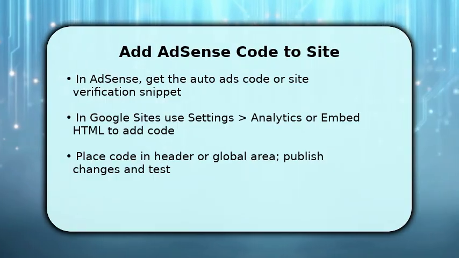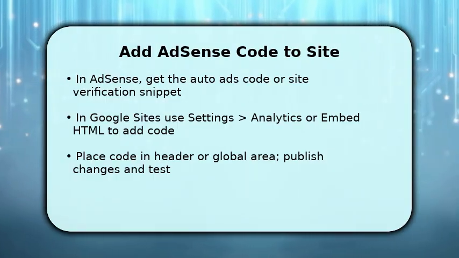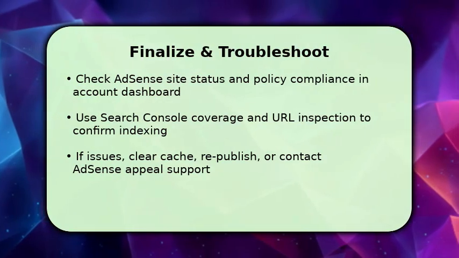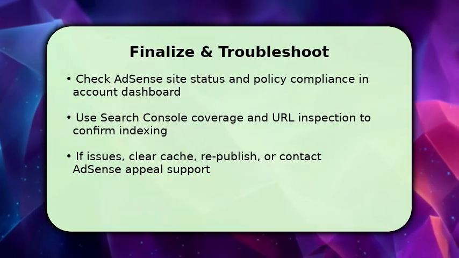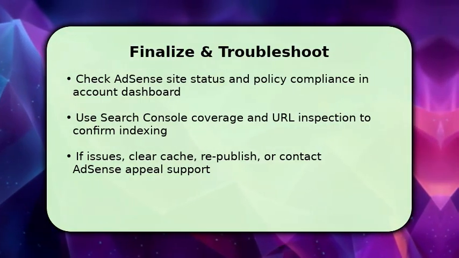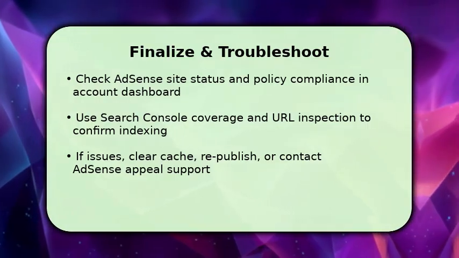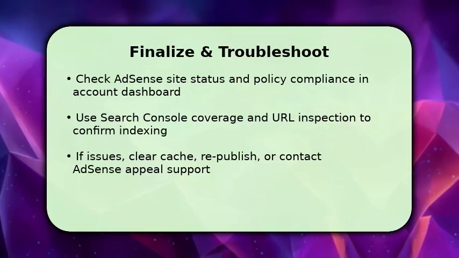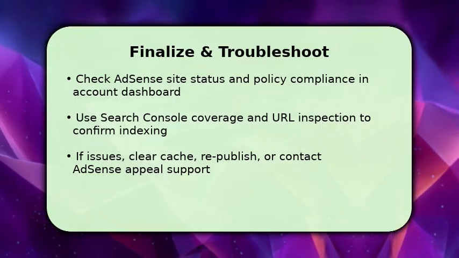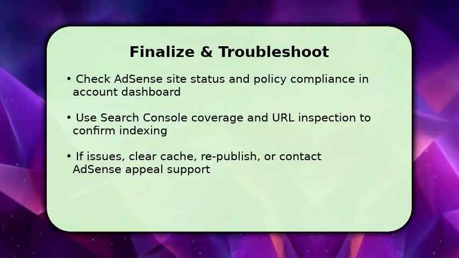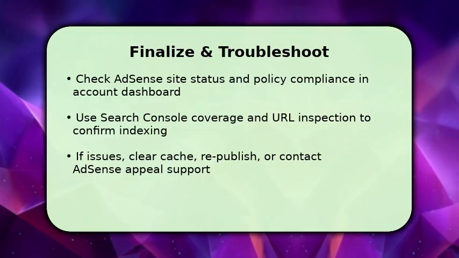To finish, monitor your AdSense dashboard for site status and earnings to confirm approval. Make sure your site complies with content and ad placement policies. Review Search Console to verify pages are indexed and there are no coverage errors. If approval stalls, clear browser cache, republish the site, and resubmit verification. As a troubleshooting tip, if ads remain missing after 48 hours, use AdSense account messages and the appeal flow to resolve.